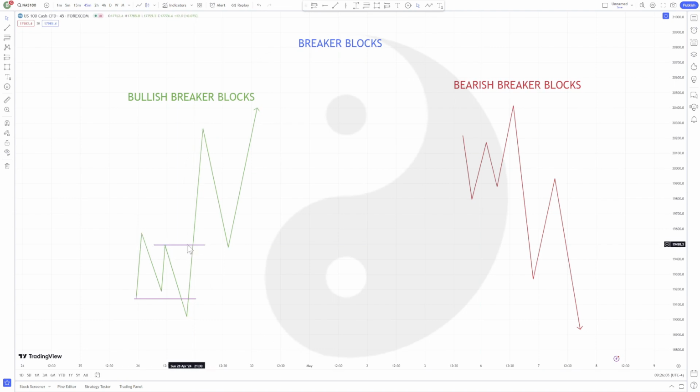Then we wait patiently for price to retrace back to our breaker block. Now this will be our breaker block. This will be our breaker block.